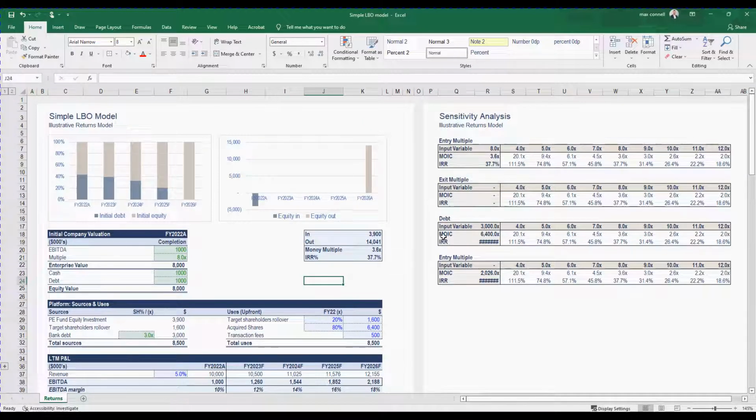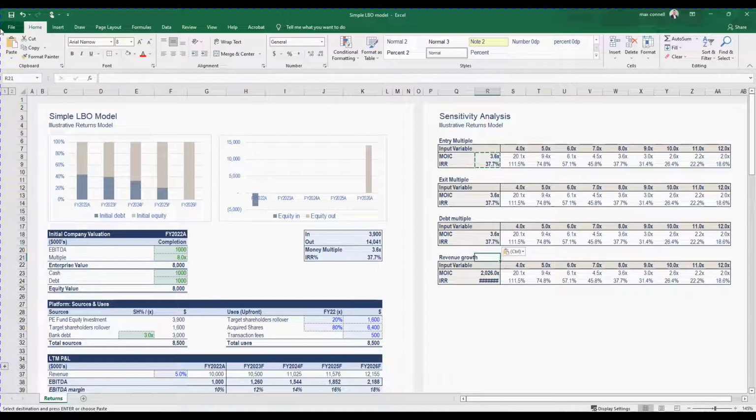Entry, exit, debt, multiple, and revenue growth. So let's go ahead and link the relevant input variable. In fact, I don't think you even need this cell up here, to be honest, because we're going to tell Excel which cell to link it to. So probably should have locked these. There we go.